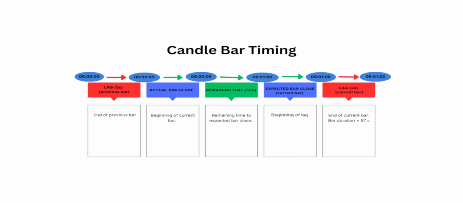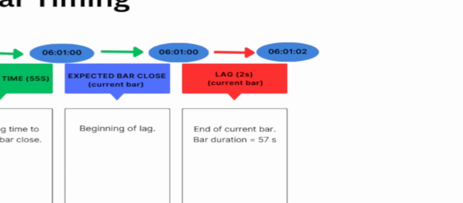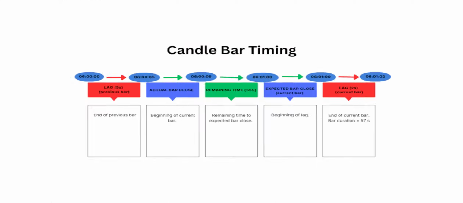First, let's understand what bar delay actually means by following the complete life cycle of a candle bar. Looking at this 1-minute chart example, a previous bar ended at 6 hours with a 5-second lag. Now we're in the current bar that started at 6 hours and 5 seconds. During the green remaining time phase, we're counting down the 55 seconds until the expected bar close at 6 hours and 1 minute. This is when the bar should close according to the time frame.